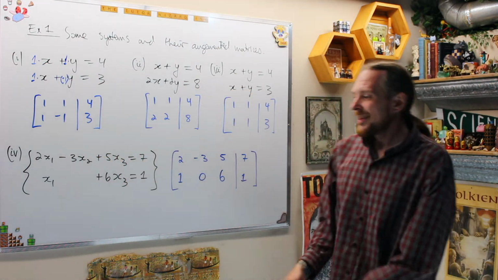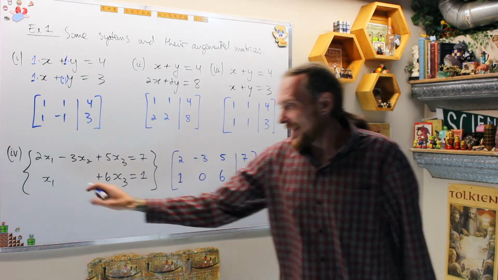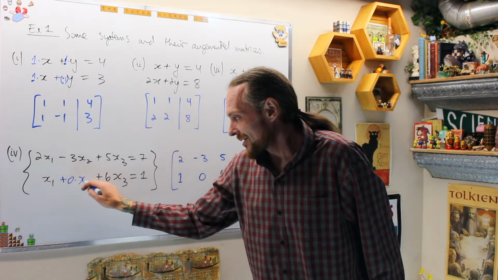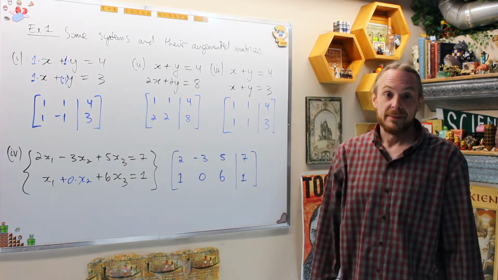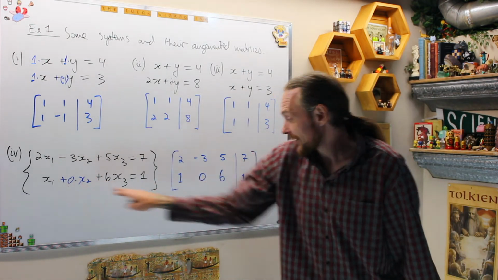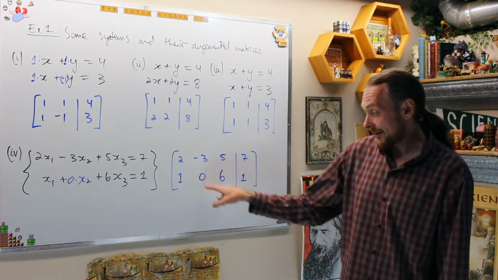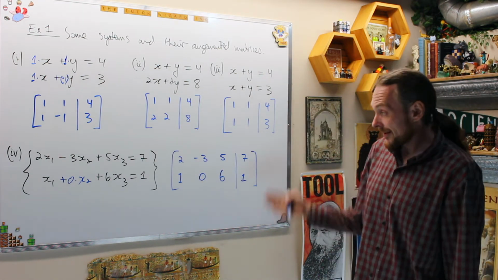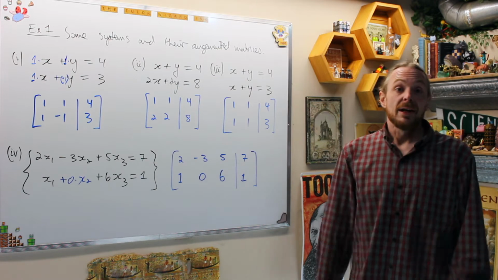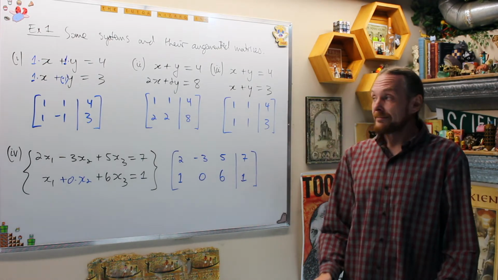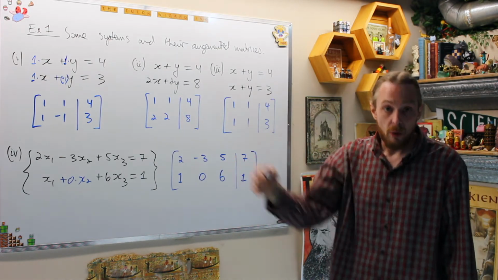One more thing is, if there's a variable missing, technically what we mean is plus 0 times x2, so it is there. And the coefficient standing in front of the x2 is a 0, so we put that in the spot where x2 would be. This is what the augmented matrix of a linear system looks like. Now let's give the three row operations.